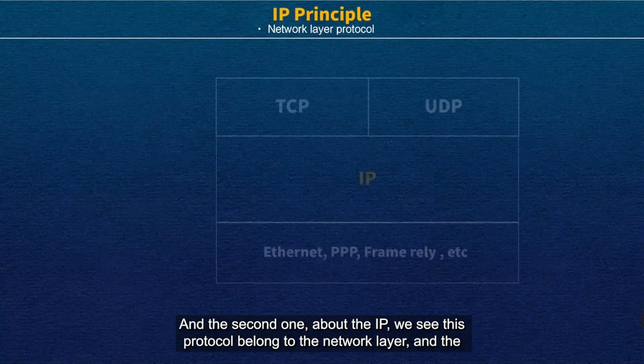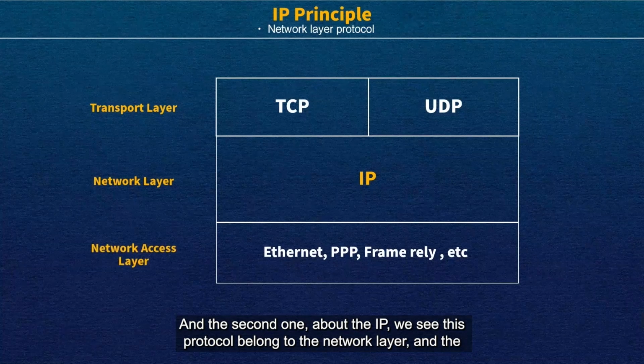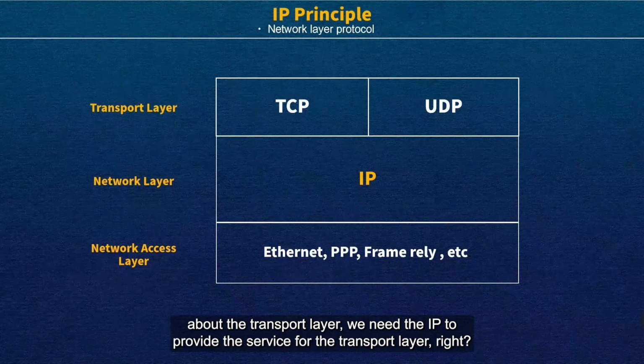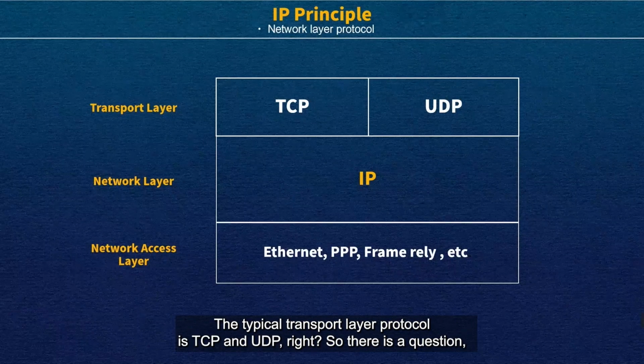And the second one, about the IP, we say this protocol belongs to the network layer. And regarding the relationships of the IP, we also have other information. For example, in this picture, about the transport layer, we need the IP to provide the service for the transport layer, right? The typical transport layer protocols are TCP and UDP, right?